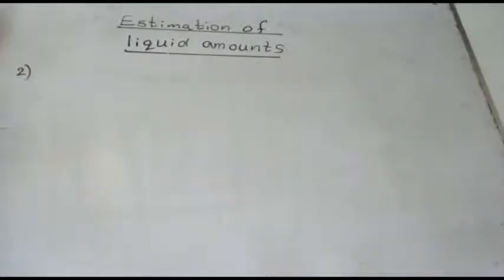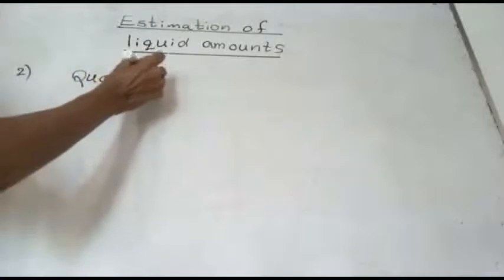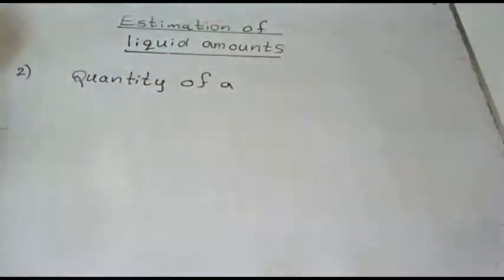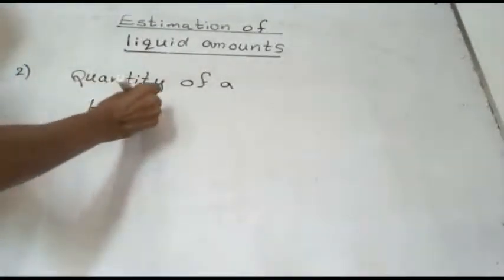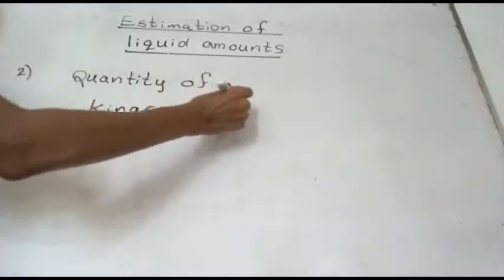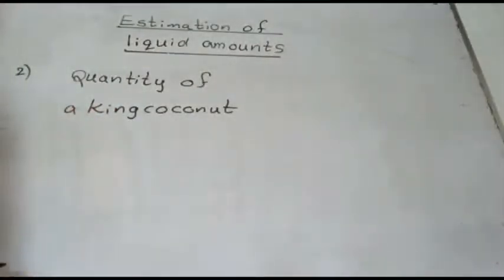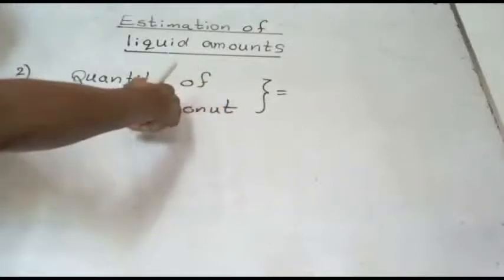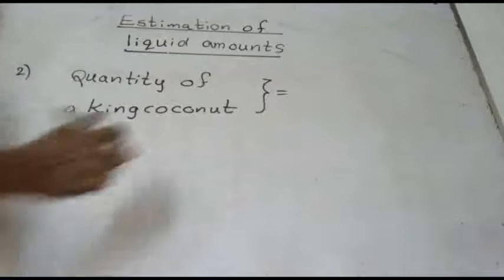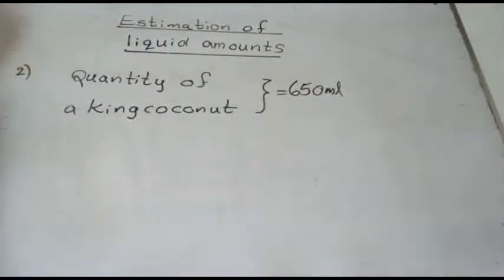Quantity of water in a king coconut is equal to 650 milliliters.